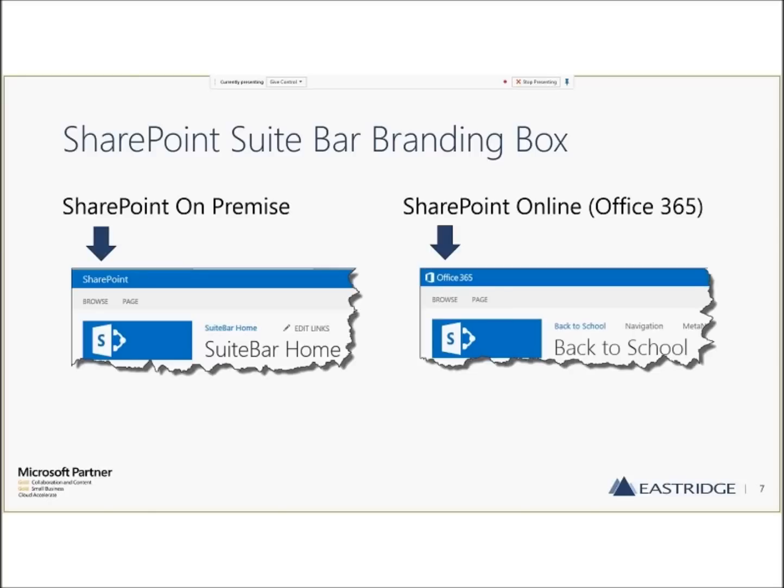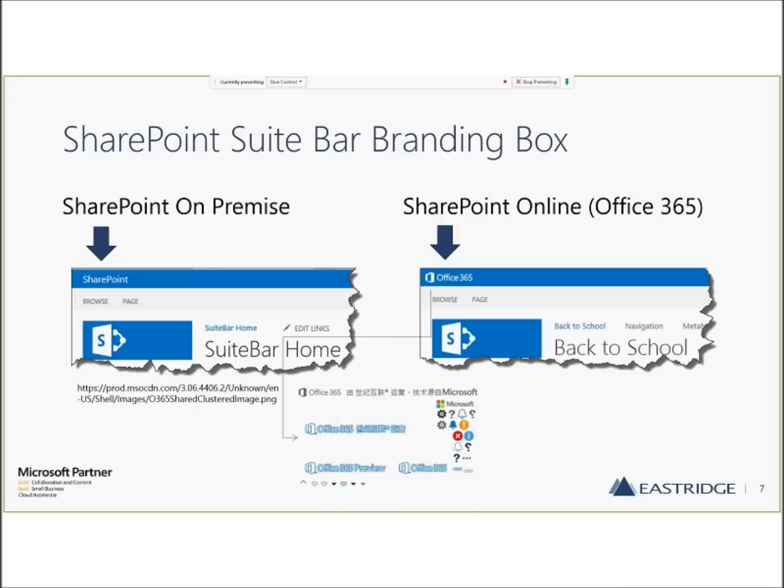So there are some slight differences between on-premise and Office 365 SharePoint Online. As you can see, on-premise, you just get, by default, SharePoint in a little div in that section. In SharePoint Online, it uses the Office 365 logo, and that logo is actually sourced from a composite image. It's a fairly common practice these days, and there's a sprite behind that. You can see the Office 365 logo embedded in that sprite.